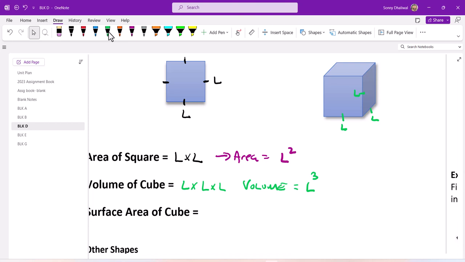Now, the other one is to find the surface area of a cube. What did the surface area of a cube mean? What are we looking for?